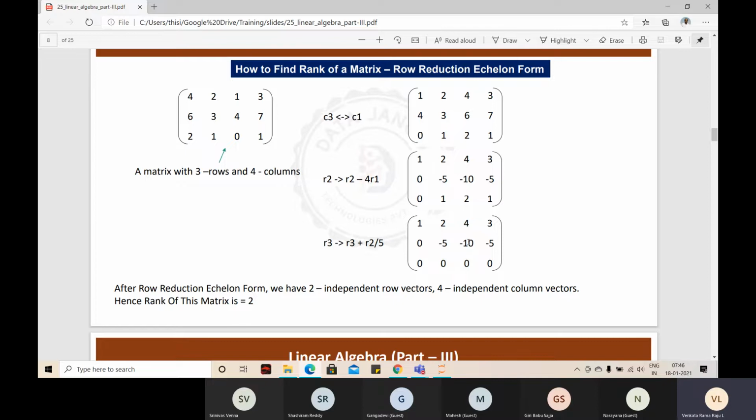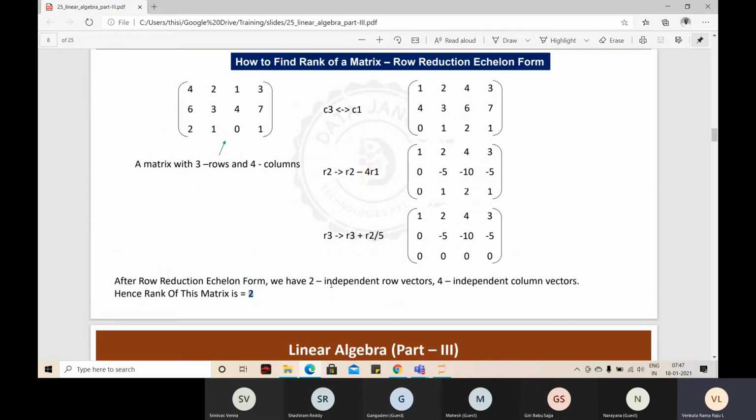In that, whichever count is minimum. Maximum independent rows are 2. Maximum independent columns are 4. So 2 is the minimum. So the minimum of the maximum independent rows and the maximum independent columns is the rank. We call that the rank of a matrix. So rank is 2. Okay.